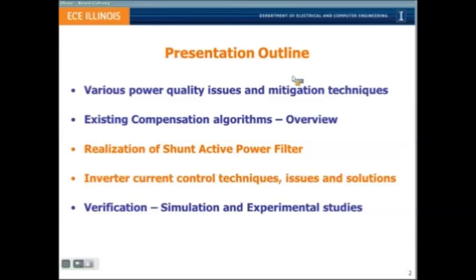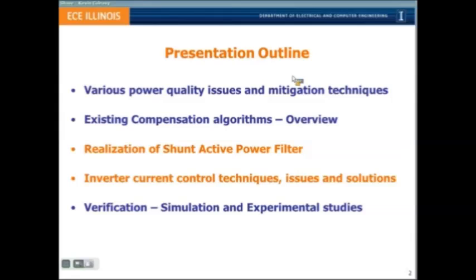And next we look at the realization of the shunt active power filter. The shunt active power filter is also called the DStatCom, or the distribution static compensator, and this is nothing but a voltage source inverter operated in a current control mode. So we look at how the active power filter is being realized.